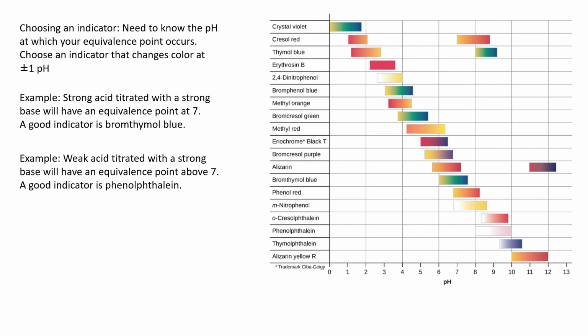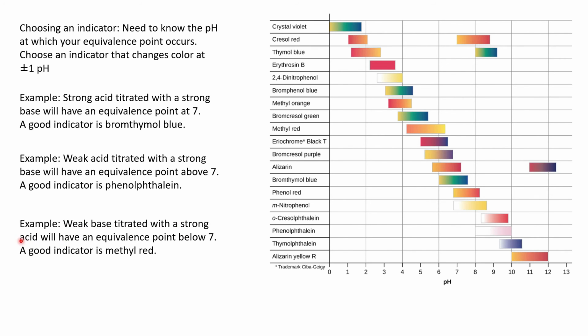Then if I had a weak base titrated with a strong acid, that was going to have an equivalence point that's going to be below 7. So again, looking at my chart, I might choose a methyl red indicator because again, that's going to change colors below a pH of 7. Now you can get more specific with these when you know what you're actually titrating because of course you need to calculate what your pH is at the equivalence point.